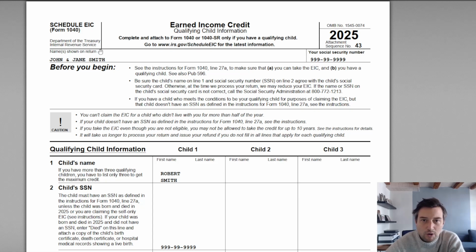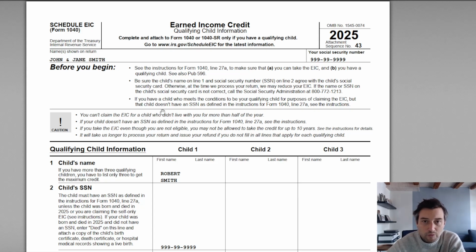Now, if you don't have any qualifying children, you might still be eligible for the EIC. You don't have to do the Schedule EIC, but you still need to complete the worksheet, which we'll also look at in order to calculate your credit amount. So we've got the EIC here.